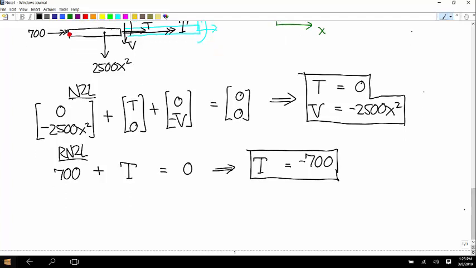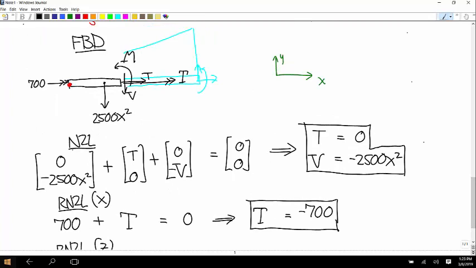And now we'll do the moment about the z-axis. So this is x. Now we'll do Rn2L about the z-axis. And this red dot is the about point. The 700 doesn't produce a moment about z. The 2,500 x squared does.